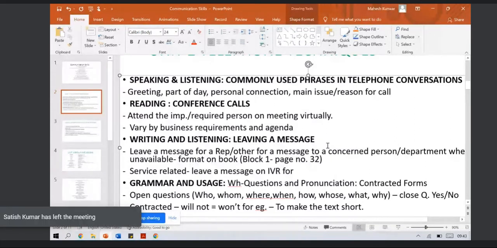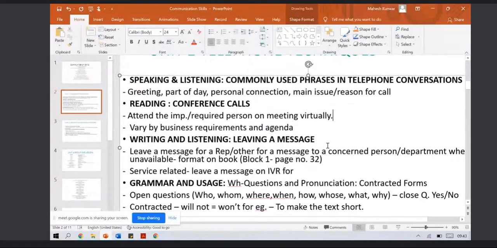And the next thing about telephonic conversation is conference call. What is conference call? This Google Meet is one example of a conference call. Though it's not over the telephone, like we are not picking up a phone or call, we are listening through the virtual meeting. This is one example of a conference call. In this, we meet virtually, and we may have different agendas as per the business requirement.